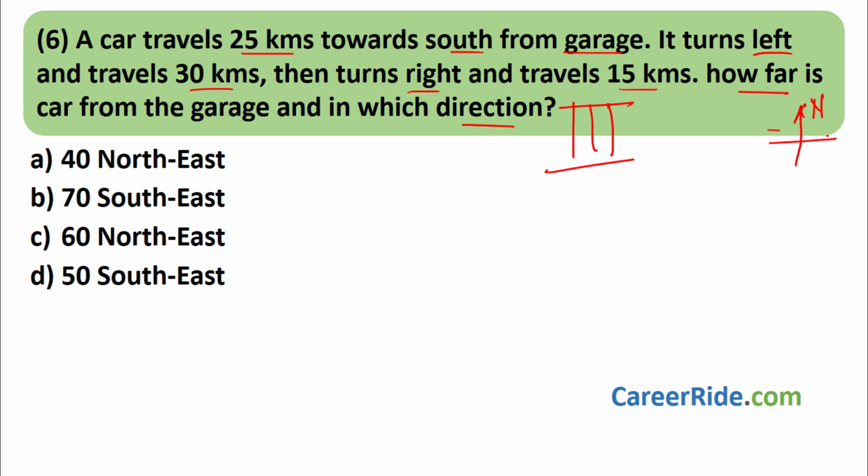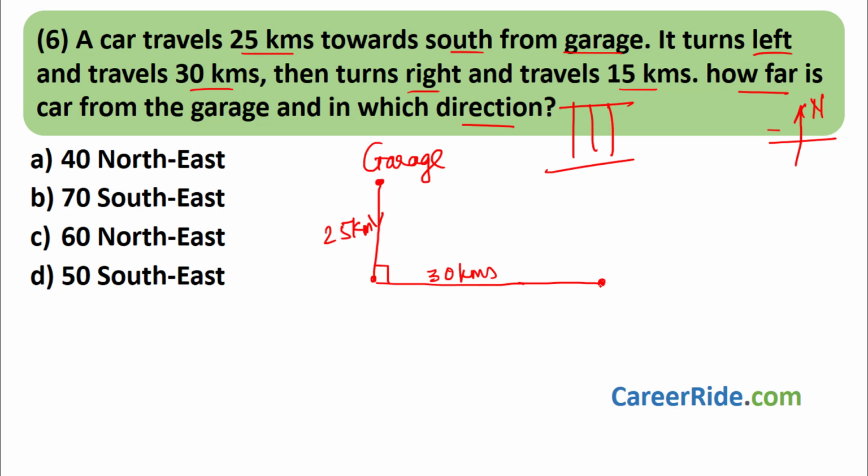Since it is a direction sum, this is our north direction. The car travels 25 kilometers towards south from the garage. So this is the garage, and the car starts and travels 25 kilometers towards south, and the car reaches over here. It turns left. Left for the car now, since it is facing south, will not be the same left as ours. It would be the opposite side. The car turns left and travels 30 kilometers. The turn will be 90 degrees because they have just given a left turn. So the car travels 30 kilometers, and it reaches here.